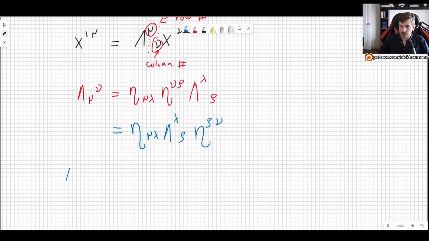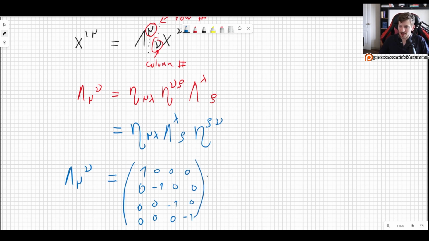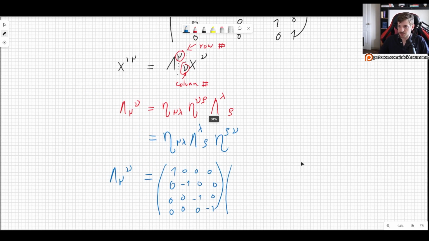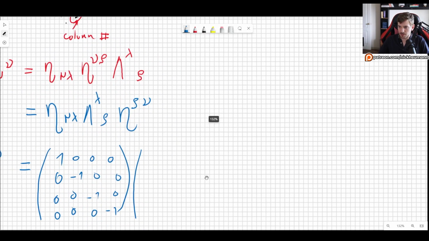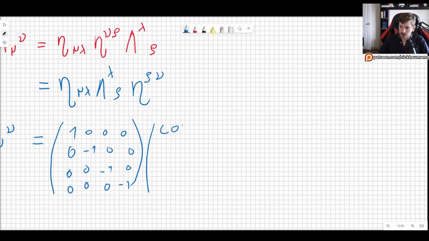And with this, we are now ready to actually begin multiplying. So lambda mu nu is going to be eta, so the metric: 1, 0, 0, 0, 0, minus 1, minus 1, 0, minus 1, 0, 0, 0, 0, 0, 0. And then we have our lambda matrix. I already have it right there: cosh omega, minus sinh omega, minus sinh omega, cosh omega.